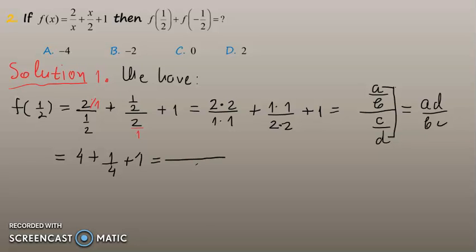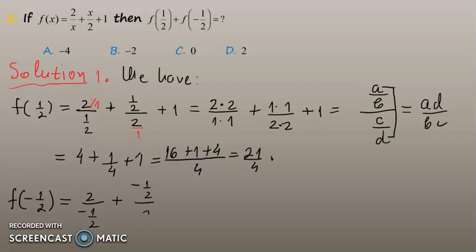Under the same LCM we get 4 times 4, 16, plus 1, and plus 4 times 1 is 4. So this is 21 over 4. This is the first part of the question. Let's calculate the second term, that is f of minus 1/2. In the same manner, we get 2 over negative 1/2 plus negative 1/2 over 2 and plus 1.